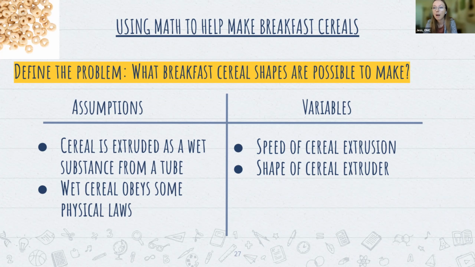So that's actually a big physical factor that comes into making these equations, because if you have something that's incompressible, then your volume is going to stay the same, whereas if it's not, then your volume can change as a function of how much force you put on it. And the variables they were interested in changing was the speed of the cereal extrusion, so how quickly it shoots out of that die, and then importantly, the shape of the extruder, or actually the shape of the die.